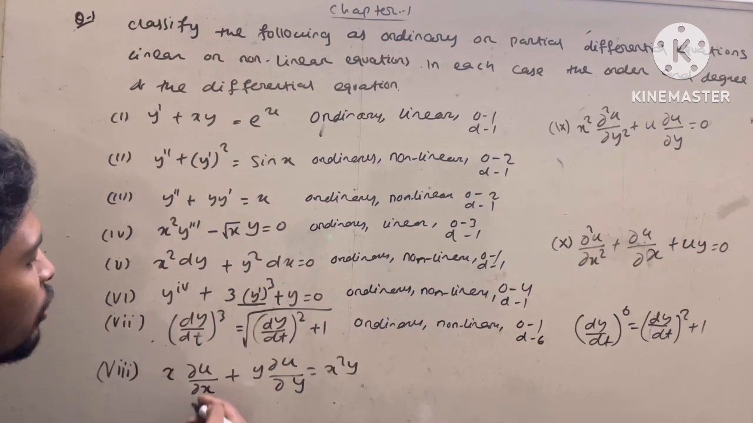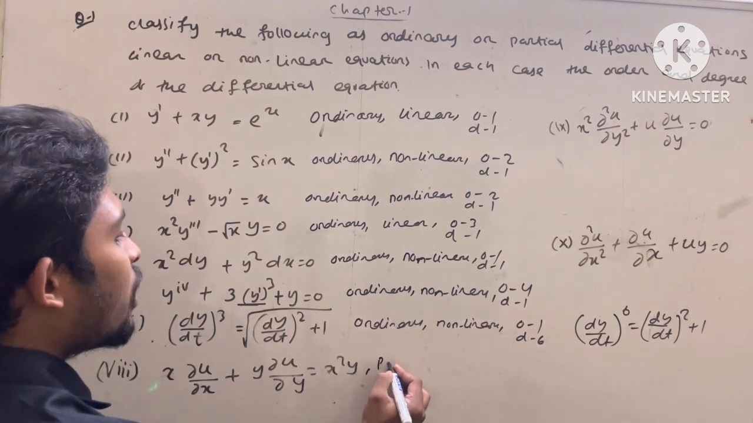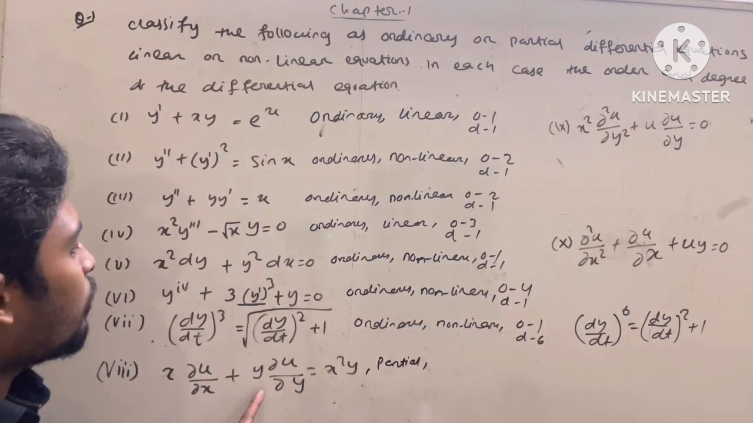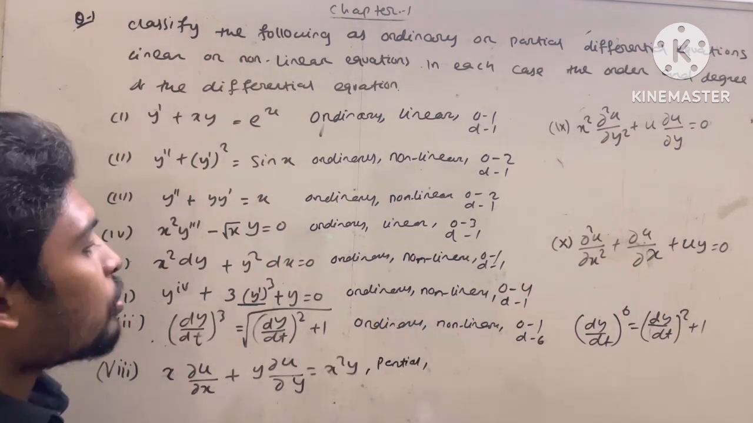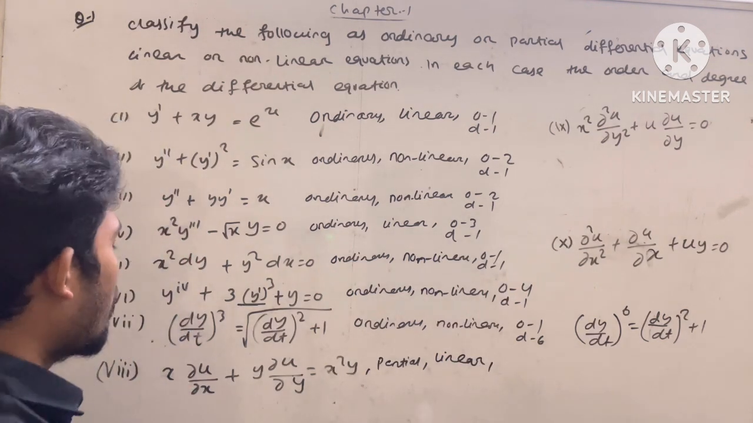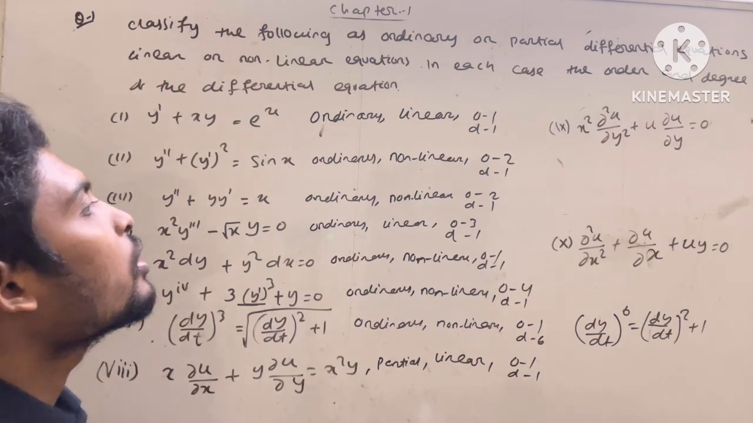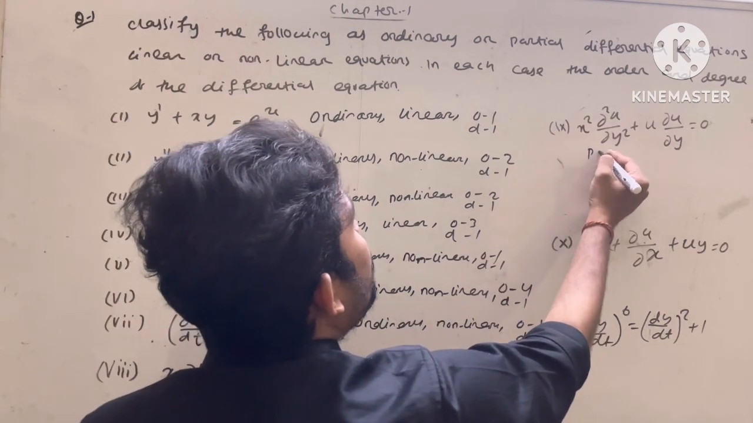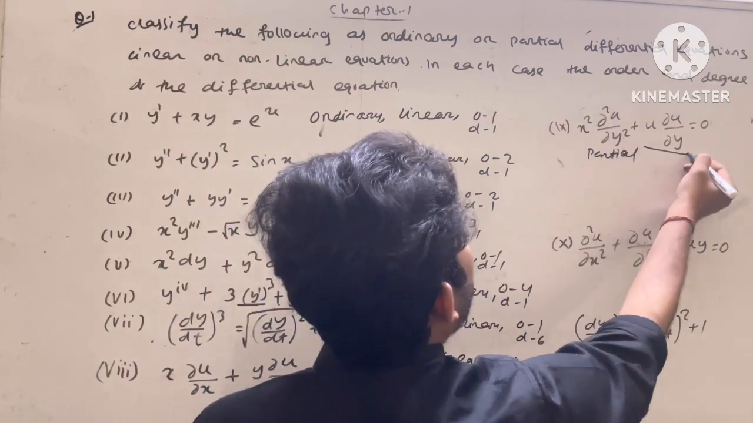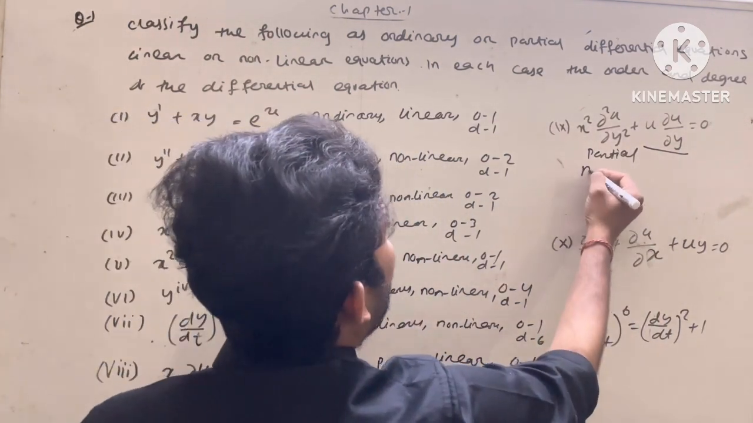Look at here, x del u by del x plus y del u by del y equal to x square y. Okay, no doubt this is partial. Okay, and product, there is no product, so it is linear. Order is 1, degree is also 1. No doubt it is partial. It is non-linear because of this, because product of dependent variable and its derivative is there, so this is non-linear.